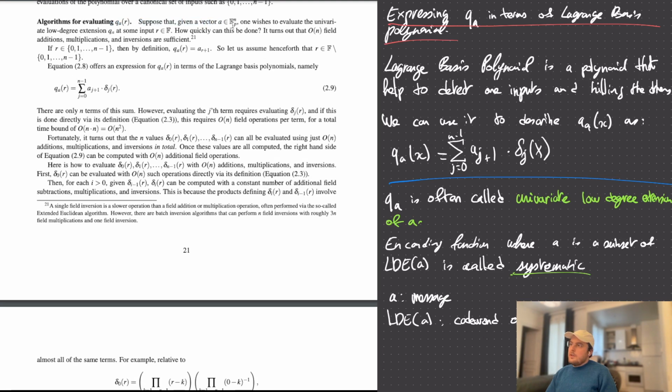Suppose that a given vector A in the space F_p to the power of n wishes to evaluate the univariate low-degree extension Q of A at some input r in the field. How quickly can this be done? It turns out that O of n field additions, multiplications, and inversions are sufficient. A single field inversion is a slower operation than an addition or multiplication, often performed via the so-called extended Euclidean algorithm. However, there are batch inversion algorithms that can perform n field inversions with roughly 3n field multiplications and 1 field inversion. Okay.